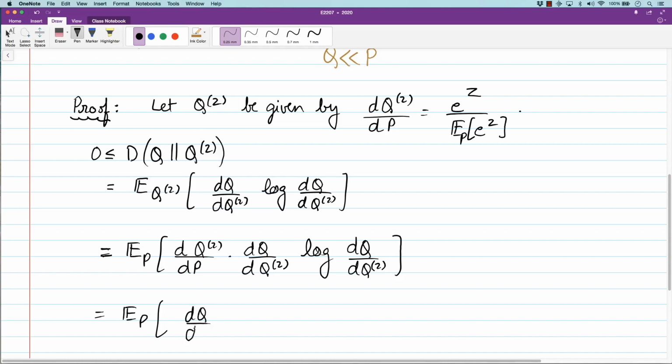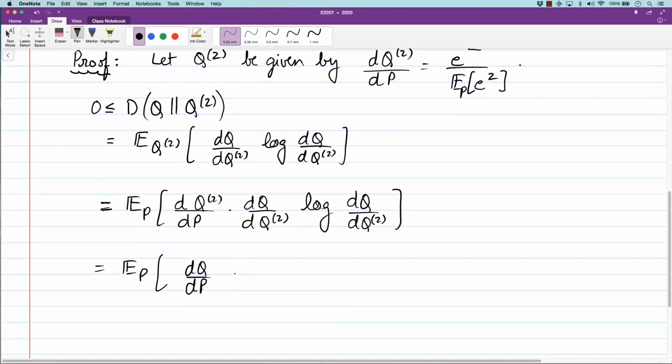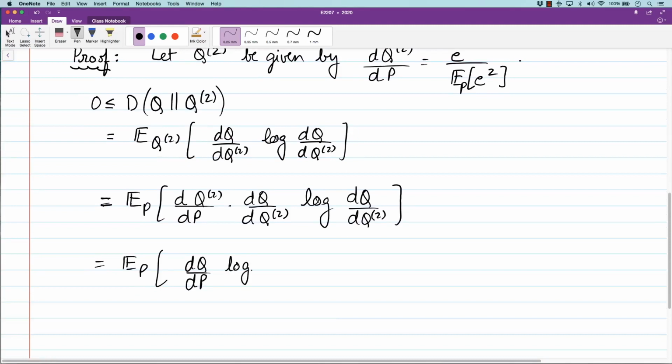This is just dq by dp, the density of q with respect to p, and log of dq by dqz. So I'll write it again as dq by dp times 1 by dqz by dp. Okay, this is also true. This is almost surely, these things are equal to this.